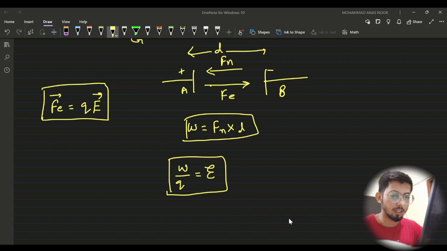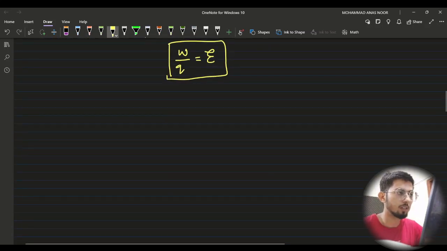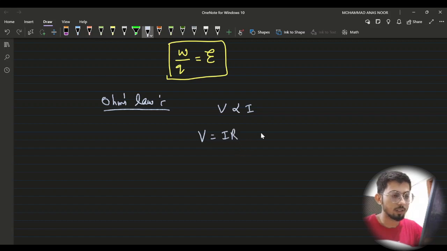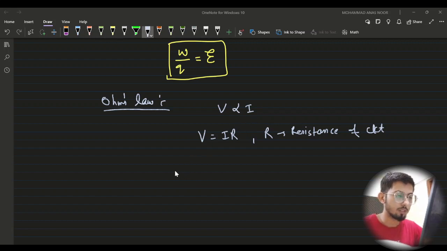Let's recap something that we studied earlier: Ohm's law. Ohm's law says that V is directly proportional to I, so that V is equal to IR, where R is the resistance of the circuit. There is an opposition to the flow of electric current, which is denoted by this R.